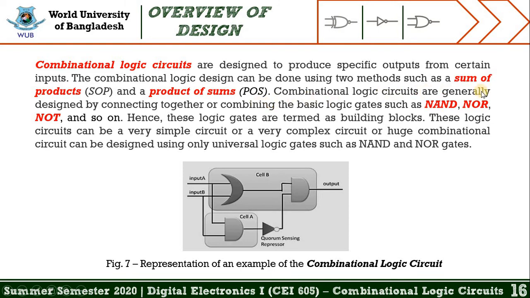Combinational logic circuits are generally designed by connecting together or combining the basic logic gates such as NAND, NOR, NOT, and so on. Hence, these logic gates are termed building blocks. This logic circuit can be a very simple circuit or a very complex circuit, or a huge combinational circuit can be designed using only universal logic gates such as NAND and NOR gates. And figure 7 represents an example of a combinational logic circuit.